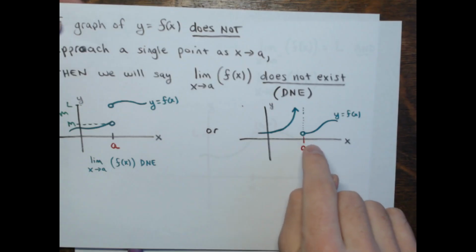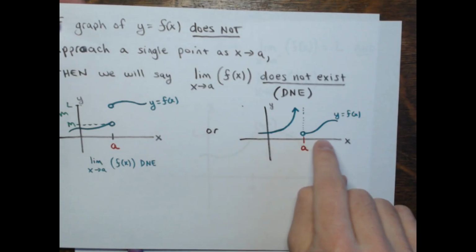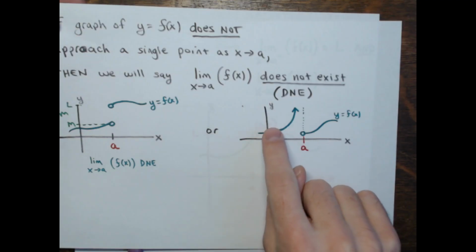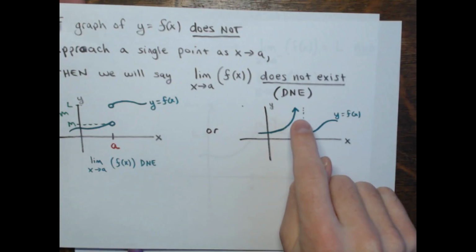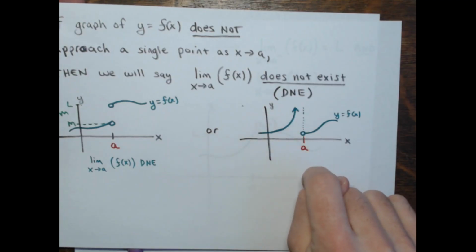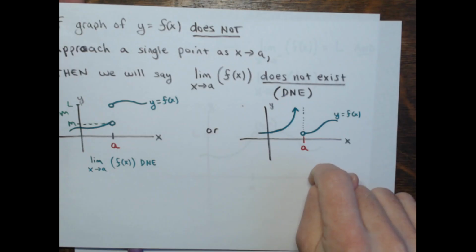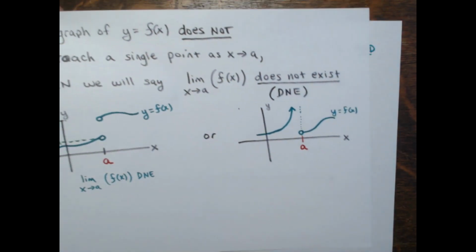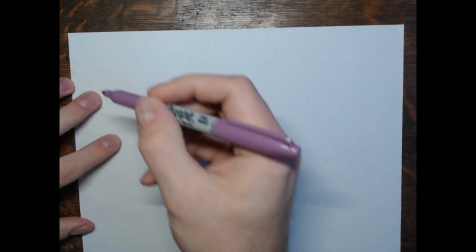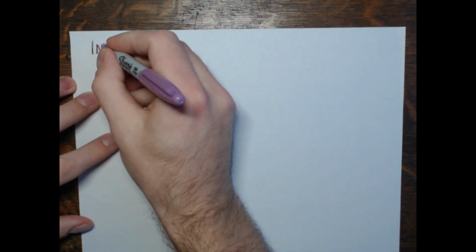I had this picture up earlier. If you're approaching a, either from the left or from the right, and the output is getting larger forever, going to infinity, or going down forever, getting larger negative forever, then they'll say you have an infinite limit. All right, so let me explain that some more. Draw the different scenarios up here. So infinite limits.